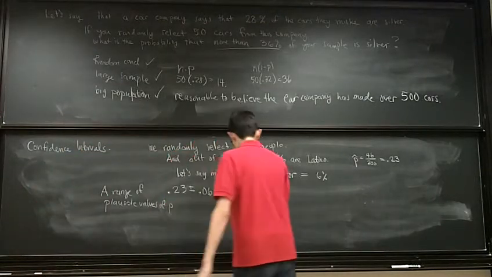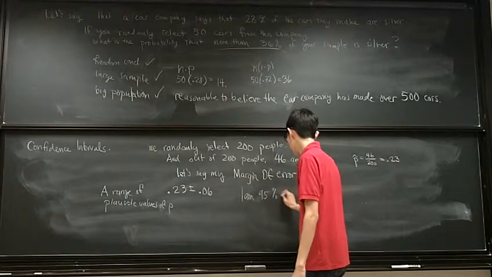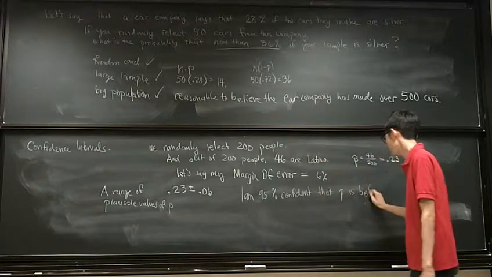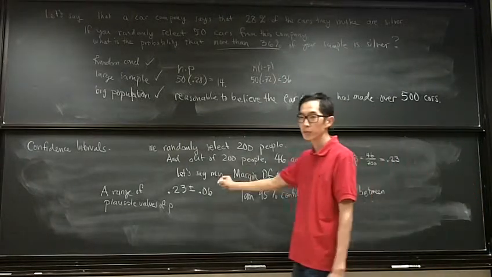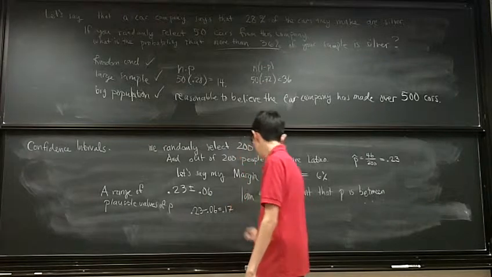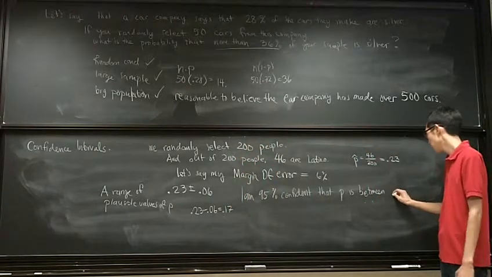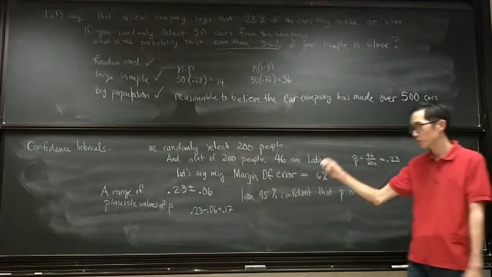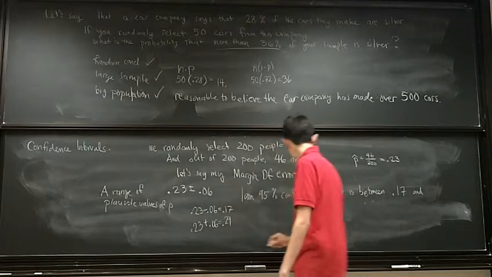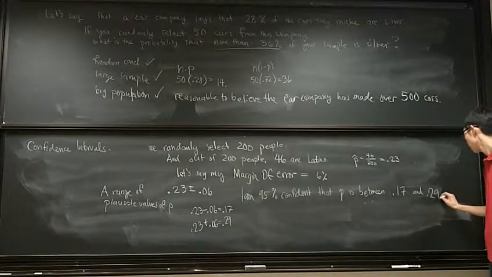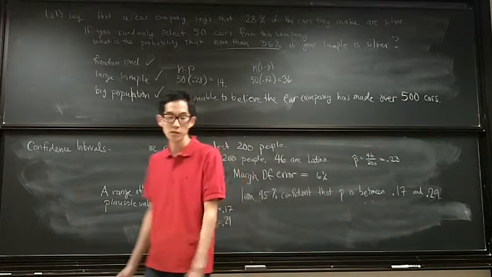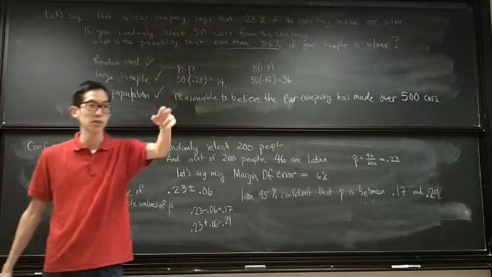So I can say I am 95% confident that p is between, and what I'm going to do is 23% minus 0.06. What is that going to give me? It's going to give me 0.17. So I'm going to say I'm 95% confident that p is between 0.17 and 0.23 plus 0.06 gives me what? 0.29. Okay, is between 0.17 and 0.29. So I can say I'm 95% confident that the proportion in Los Angeles that's Latino is between 17% and 29%.